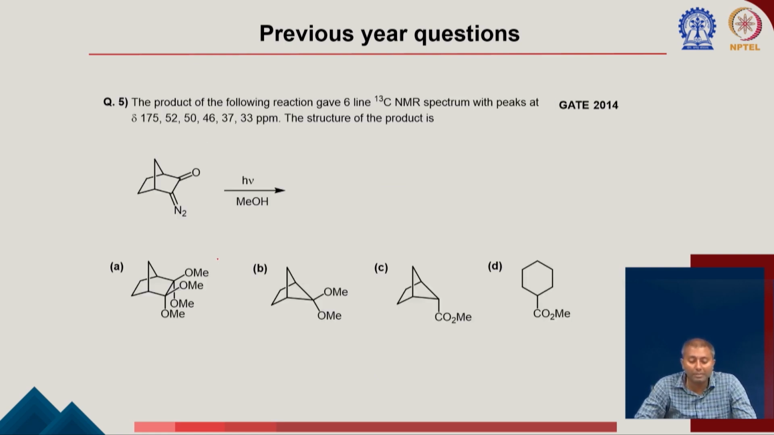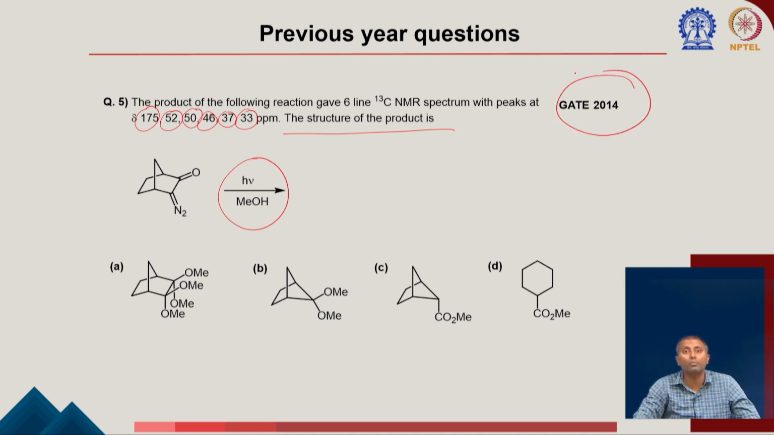Again, the product of the following reaction gives 6 lines in the 13C NMR spectrum with peaks at 175 ppm, 52 ppm, 50, 46, 37, 33. So, you can see clearly from the structure of the compound, again, this is very similarly a diazoketone compound, and once you have a diazoketone under h nu, just now we have seen. So, I think the Wolff rearrangement comes several times in different exams, so I try to cover some of these problems here. You can see in this question also, this is a question about the Wolff rearrangement.